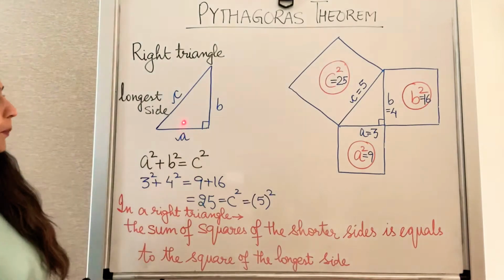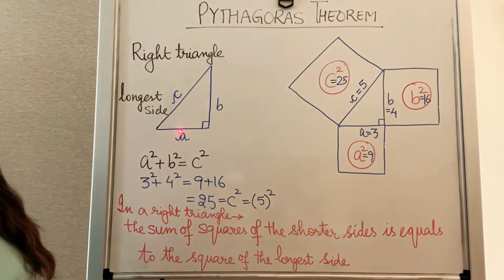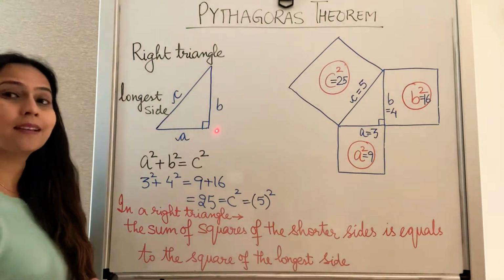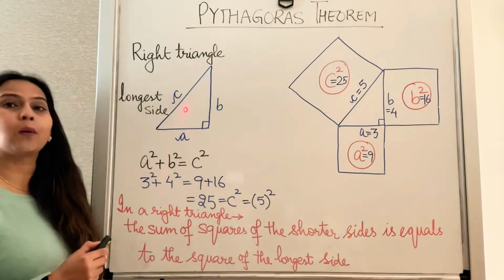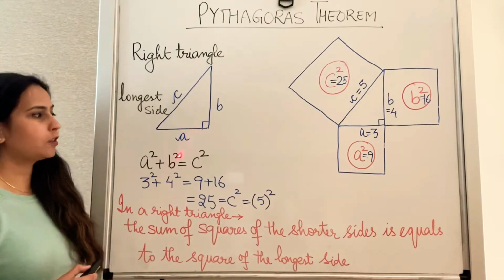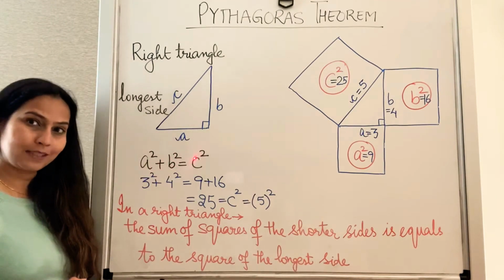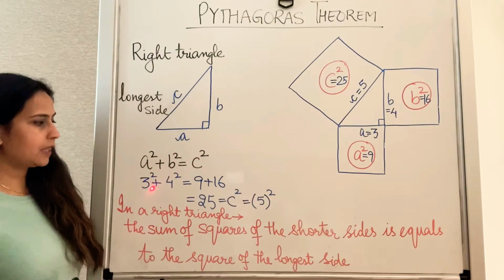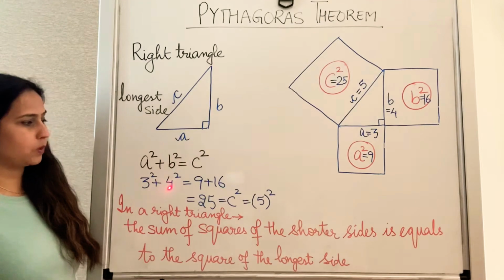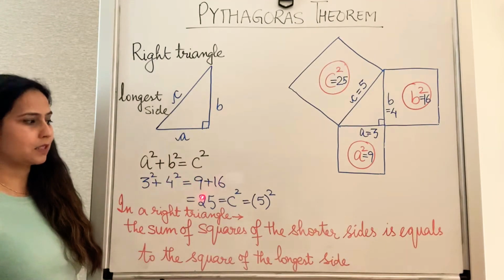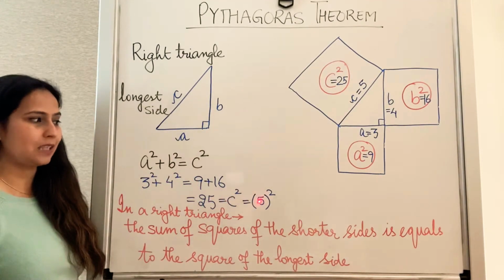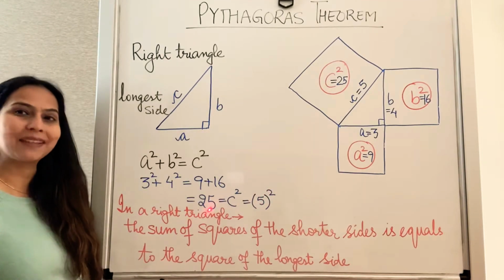The rule is here. If you name in general A as one of the shorter sides, B as the other shorter side, and C being the longest side, the hypotenuse, then the relation between the three sides is A squared plus B squared equals C squared. Now, same example: 3 squared plus 4 squared is 9 plus 16, which is 25, which is the same as C squared, which is 5 squared, and 25 again.